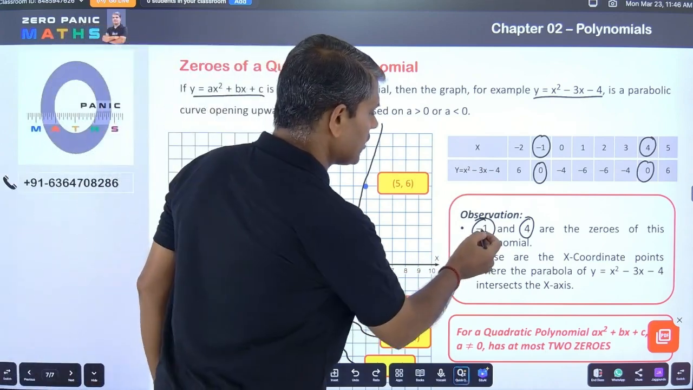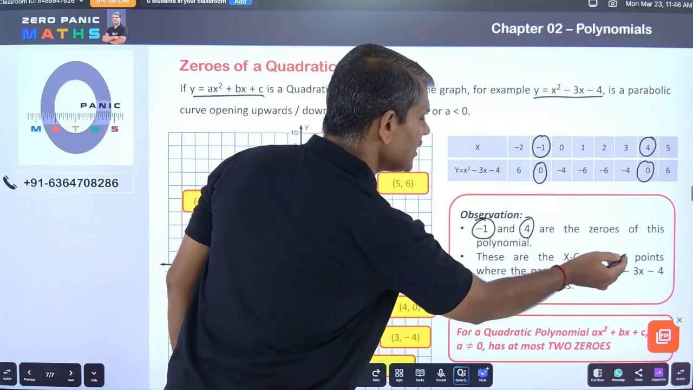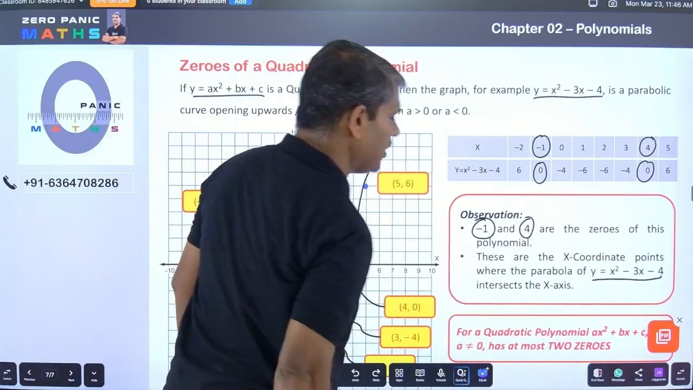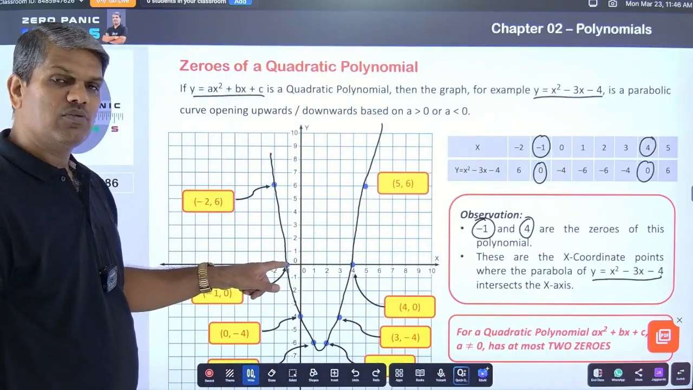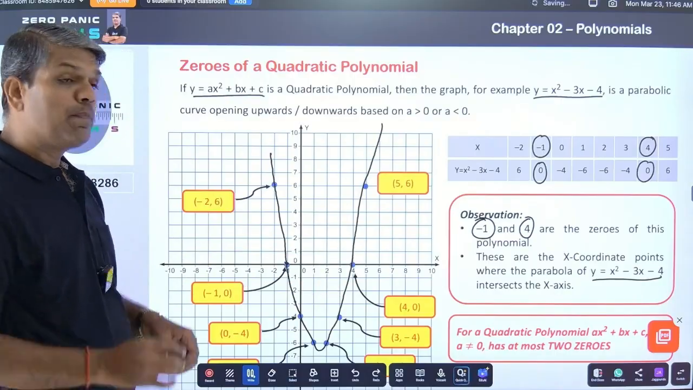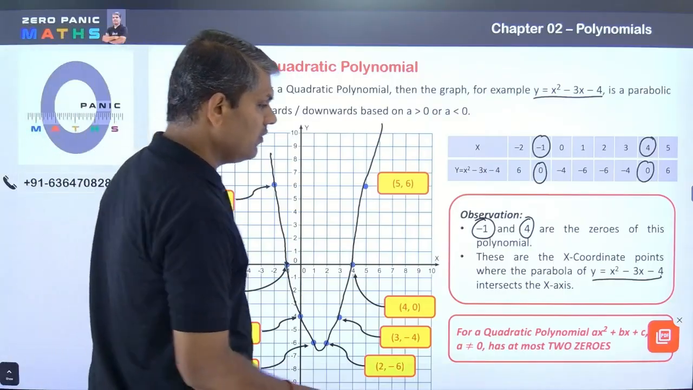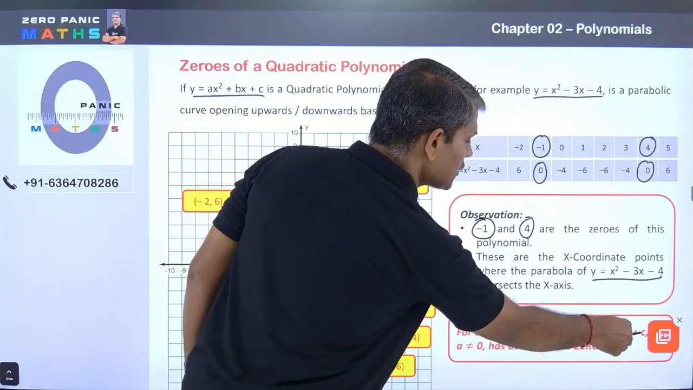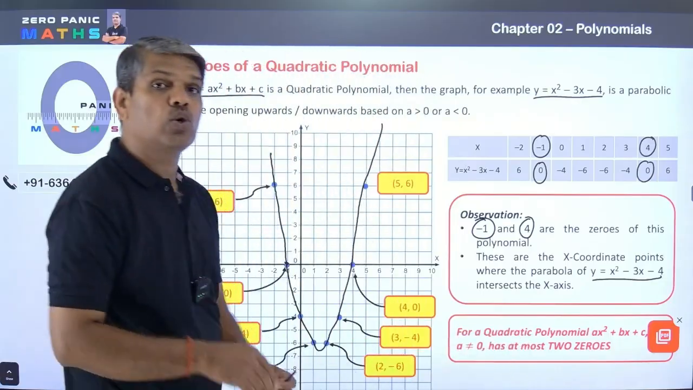So what is the observation? Minus 1 and 4 are the zeros of this polynomial, and these are the x coordinate points where the parabola y equal to the given equation intersects the x-axis. That you can observe here. This is one point, this is the second point. And the important final point that we need to observe is that a quadratic polynomial ax square plus bx plus c, where a is not equal to 0, has at most two zeros.